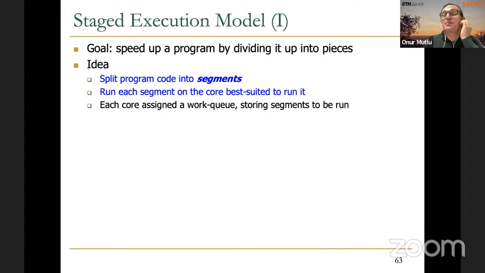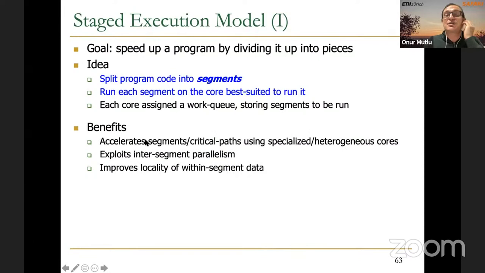So of course, if it's general purpose, then these become cores, but you can always specialize each of the cores to suit the segments. That's why I think this idea is quite powerful, and there needs to be more investigation of the staged execution model and how to adapt it to more scalable systems. So of course, the benefits of this high level idea is you can execute segments or critical paths using specialized and heterogeneous cores. You can exploit inter-segment parallelism. That's where parallelization comes from.